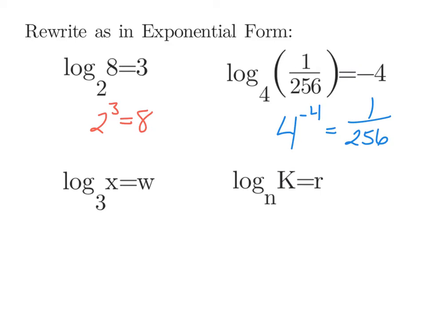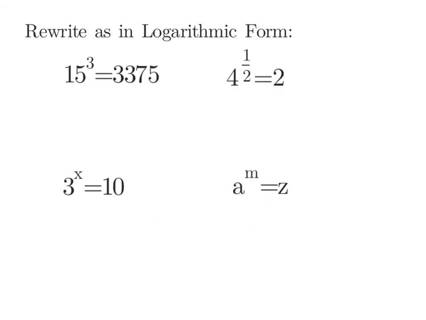When we start introducing more variables, we're just going to have to trust it, that when we want to rewrite this log in exponential form, we keep the base the same and switch the other two. So 3 to the w is equal to x, or n to the r is equal to k. You'll also be expected to go the other way. So if you're given an exponential equation, you'll be asked to rewrite it as a logarithmic one.